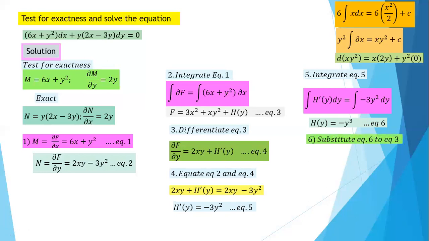Then we substitute equation 6 into equation 3. So we have f equals c equals 3x² + xy² − y³. Or simply, c equals 3x² + xy² − y³.